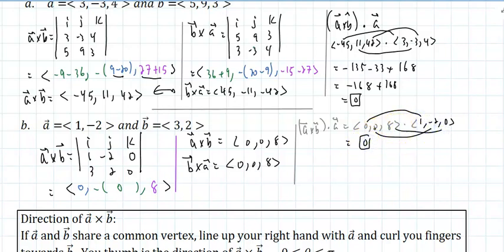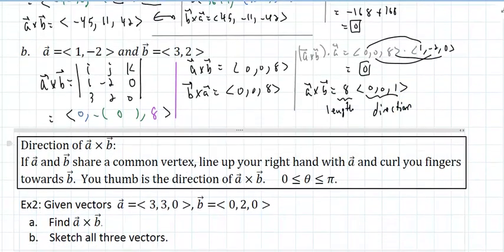Very simple to show. I did want to point out, I could take A cross B and write that as 8 times 0, 0, 1. Remember, this is the length. And what do we call this? Direction. Something that we need to really come back to every now and then and keep that in mind.